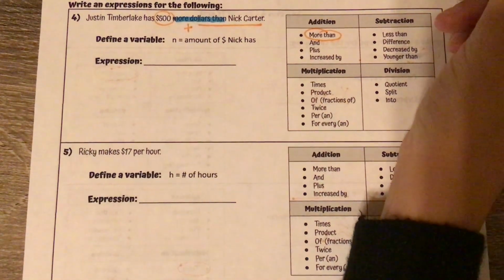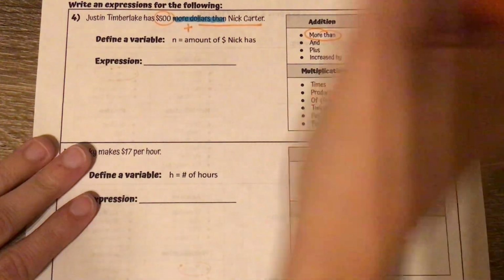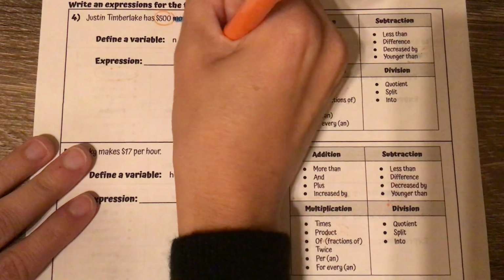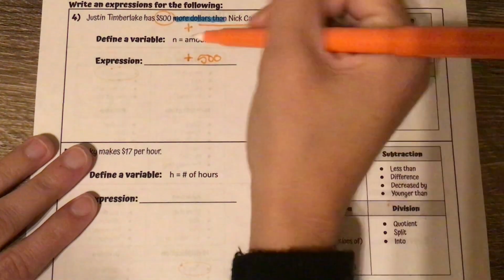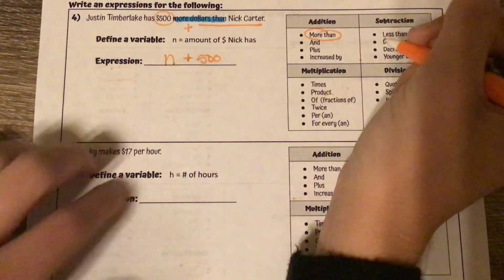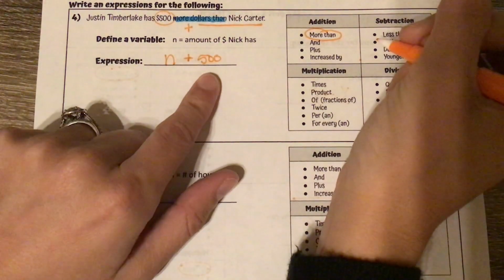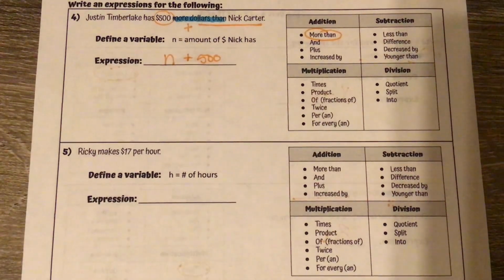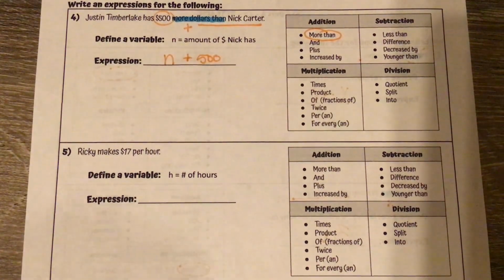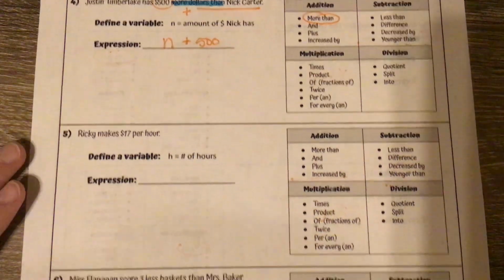More than is telling me this is an addition problem. Anytime we see more than, less than, greater than, younger than, we are adding the amount to something. So it's not 500 plus, it's something plus 500. It's our unknown value plus 500. Nick's amount plus an additional 500. Though you technically could flip them and it would be correct for addition, we want to get in the habit of doing it this way because that's not the case with subtraction.